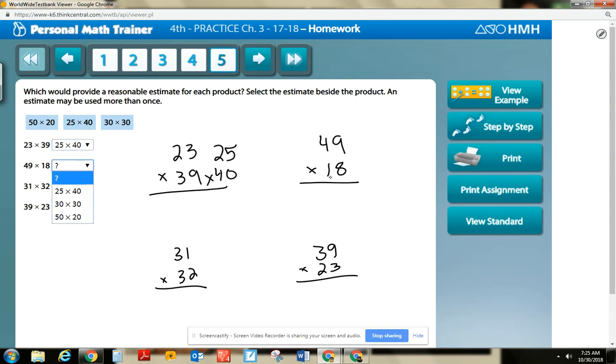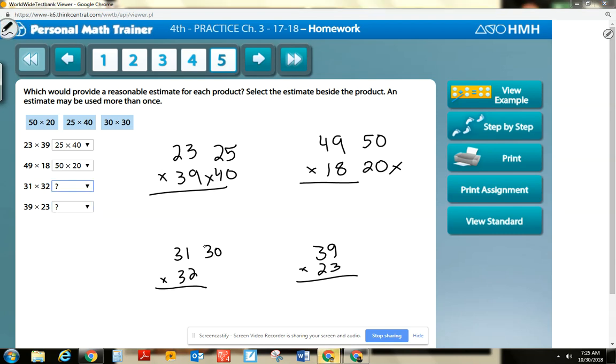All right, let's go to this next one. 49 times 18. 25 times 40? No. 30 times 30? No, not even close. 50 times 20? Yeah, that makes sense. 50, 20. That's good. All right, 31 times 32. I'm not adding, so it's not 50, 20. No, it's 30 times 30. This one I can see kind of easily.